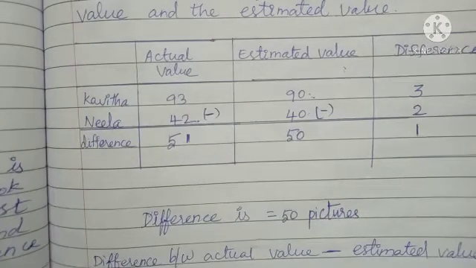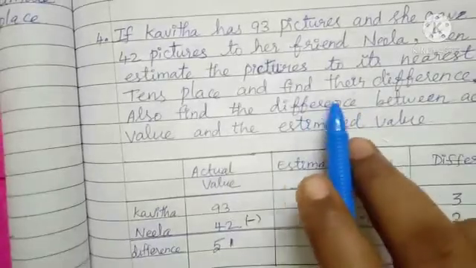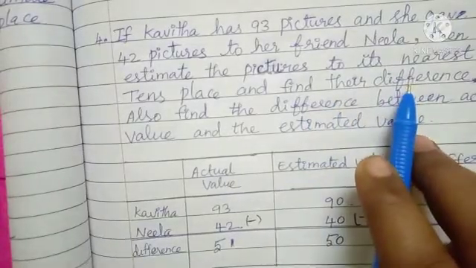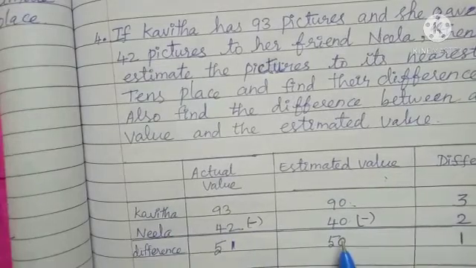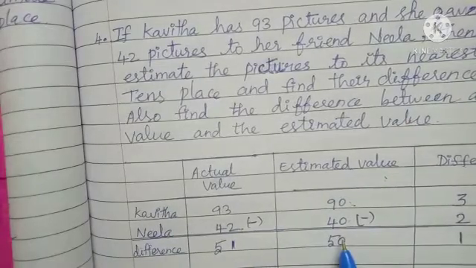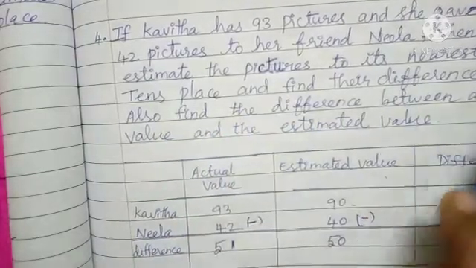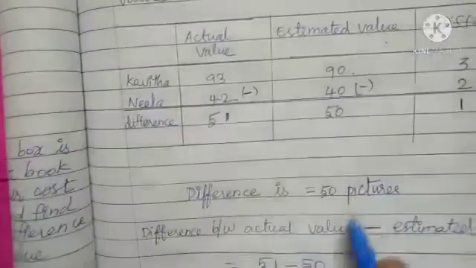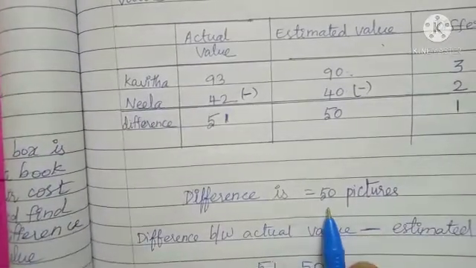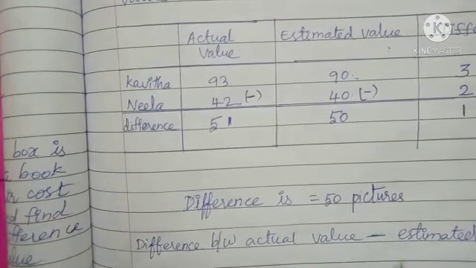Then the next one: the difference between actual value and estimated value. Find their difference. The actual value is 51 and the estimated value is 50. Then find the difference between the actual value and the estimated value. So that's what I do now. The difference is 50 pictures.